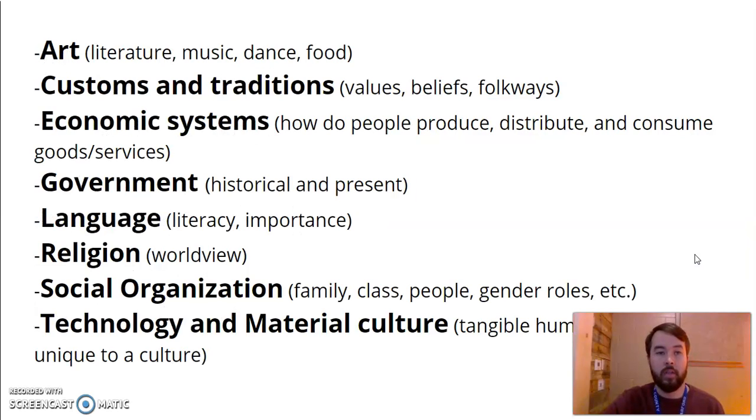Did we get any correct? Let's see. We got art, literature, music, dance, food. We've got customs and traditions like beliefs, value systems, economic systems. How do people distribute and consume goods and services? Government is part of culture. What's the historical significance of your government? Language, which we're going to talk about this unit. Religion, which we're going to talk about this unit. Social organization: how do families look, how do class systems work, gender roles. And then technology and material culture. What are tangible human creations unique to that culture? So all of this is culture, and I'm sure you got a couple of those correct.